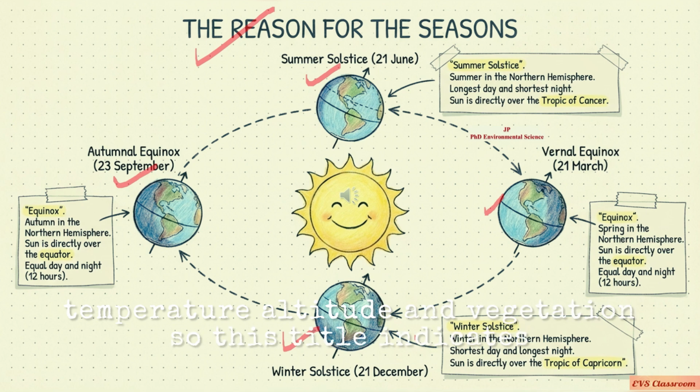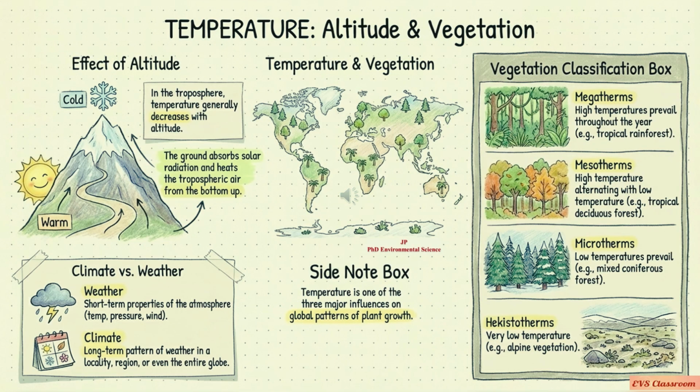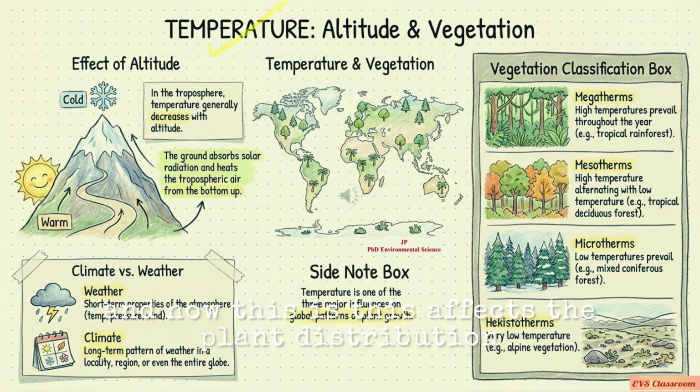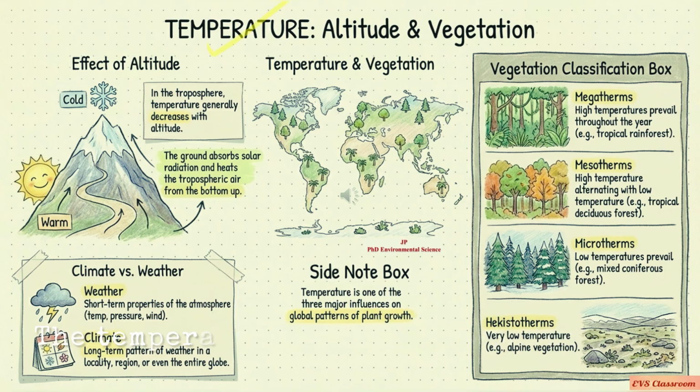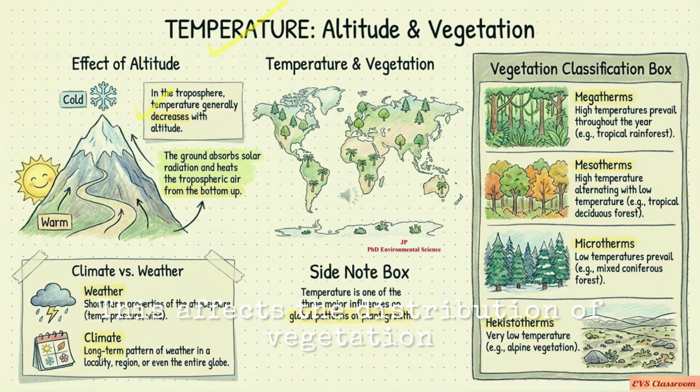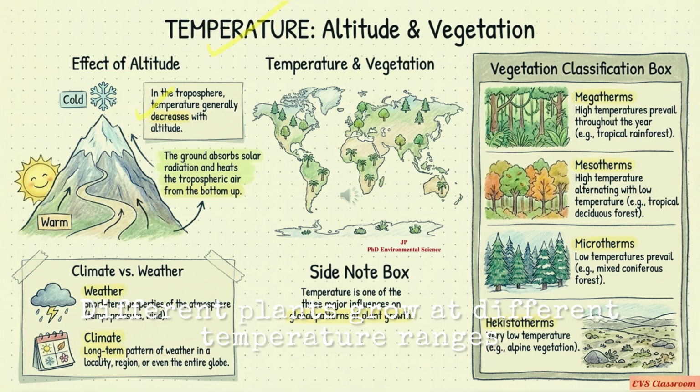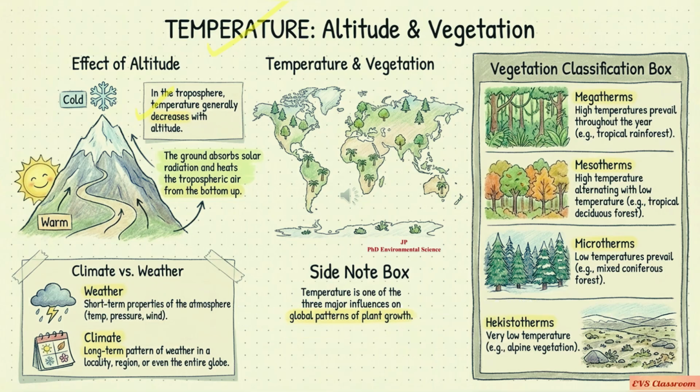Temperature, altitude, and vegetation. This title indicates how temperature changes with height and how this affects plant distribution. Temperature decreases with altitude. As the height increases, air becomes thinner and less heat is retained. The average lapse rate is 6.5 degrees Celsius per 1000 meters. This affects the distribution of vegetation. Different plants grow at different temperature ranges.